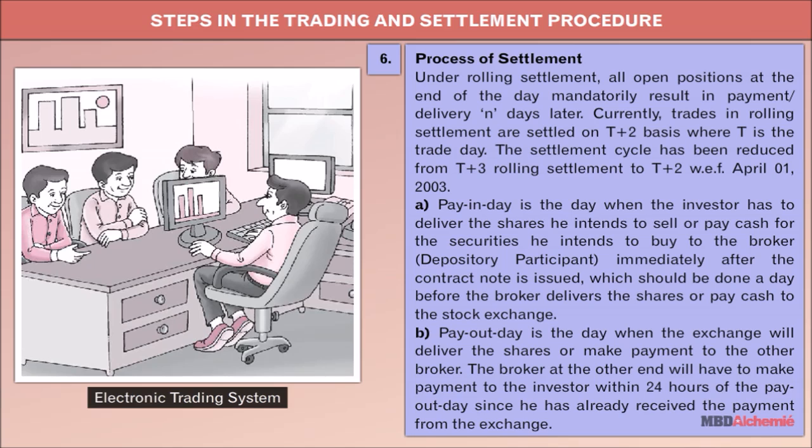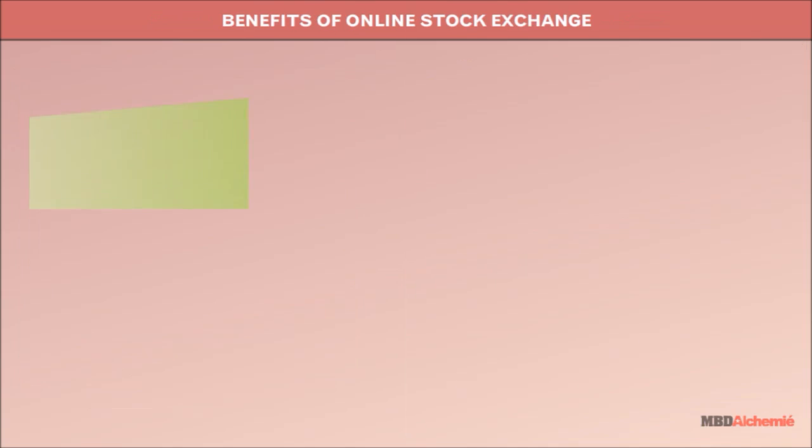A. Pay-in day is the day when the investor has to deliver the shares he intends to sell or pay cash for the securities he intends to buy to the broker, immediately after the contract note is issued, which should be done a day before the broker delivers the shares or pays cash to the stock exchange. B. Payout day is the day when the exchange will deliver the shares or make payment to the other broker. The broker at the other end will have to make payment to the investor within 24 hours of the payout day since he has already received the payment from the exchange.